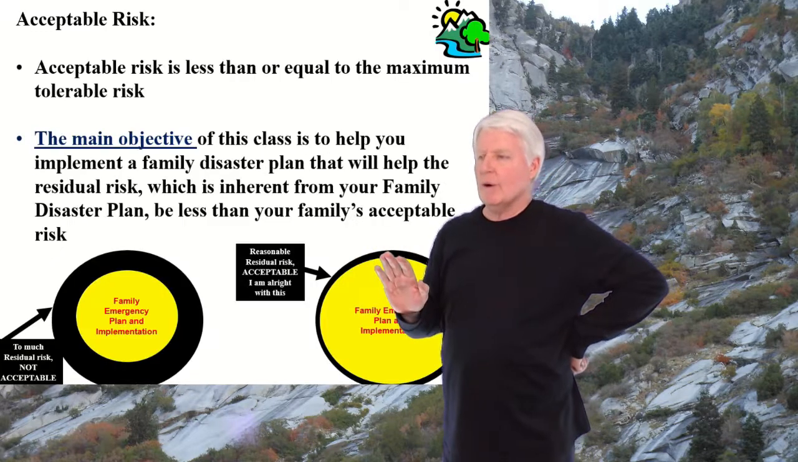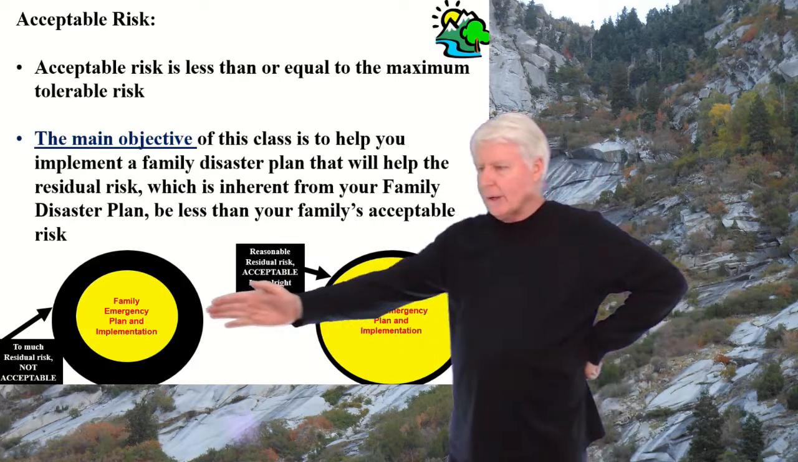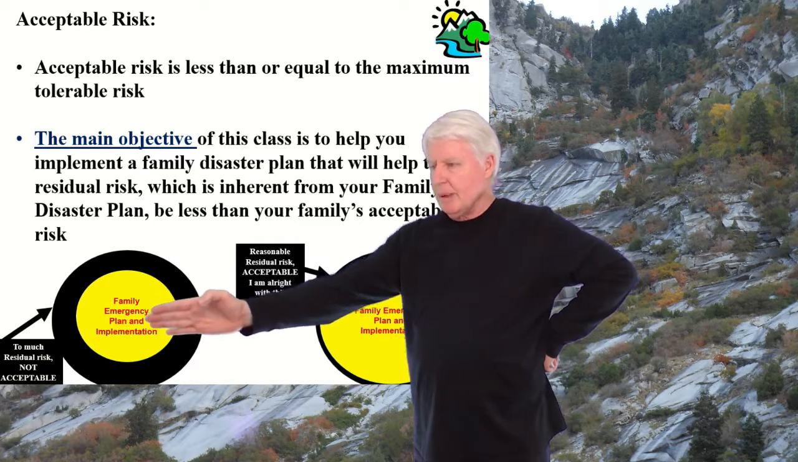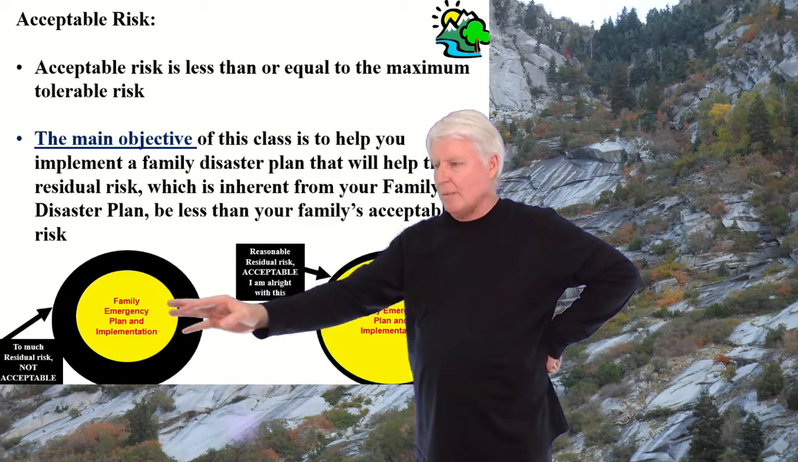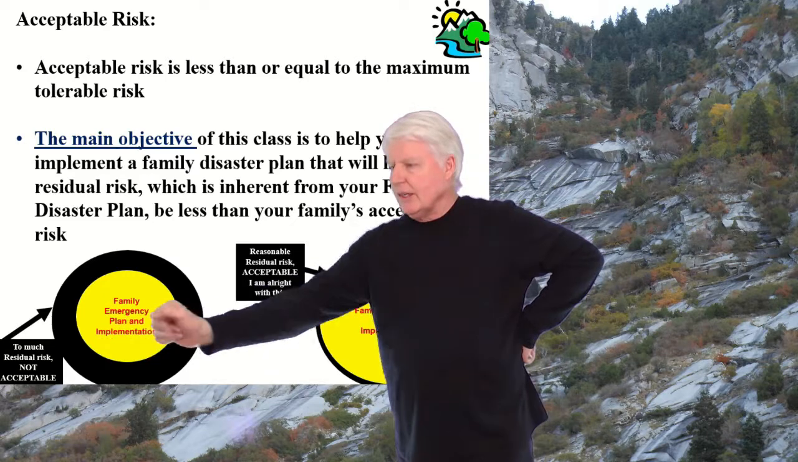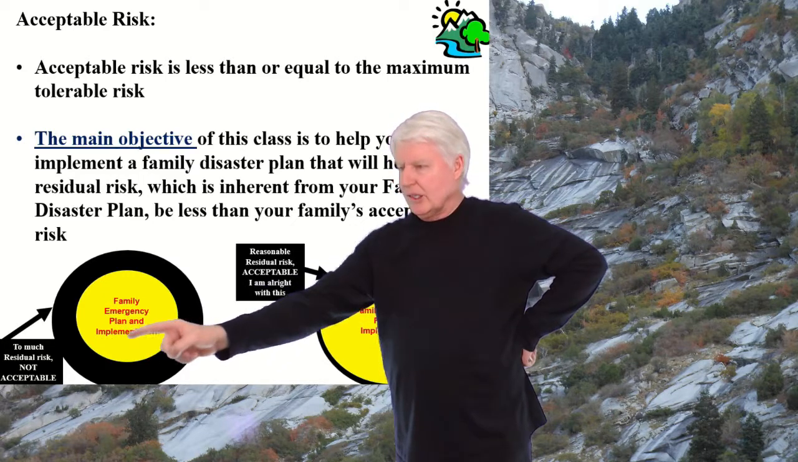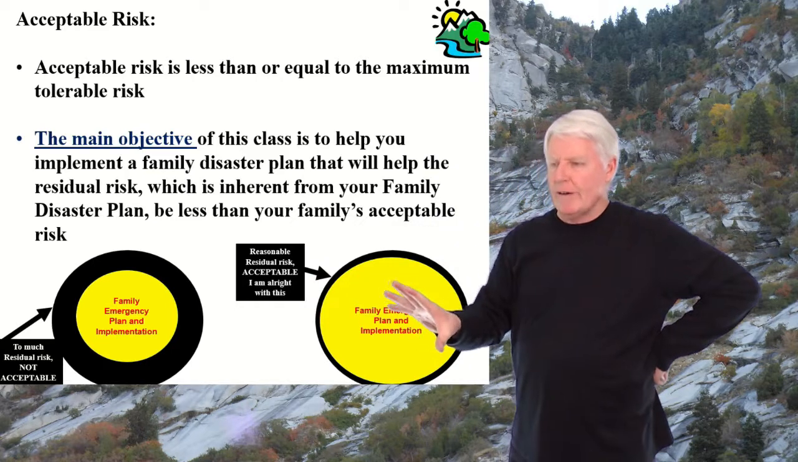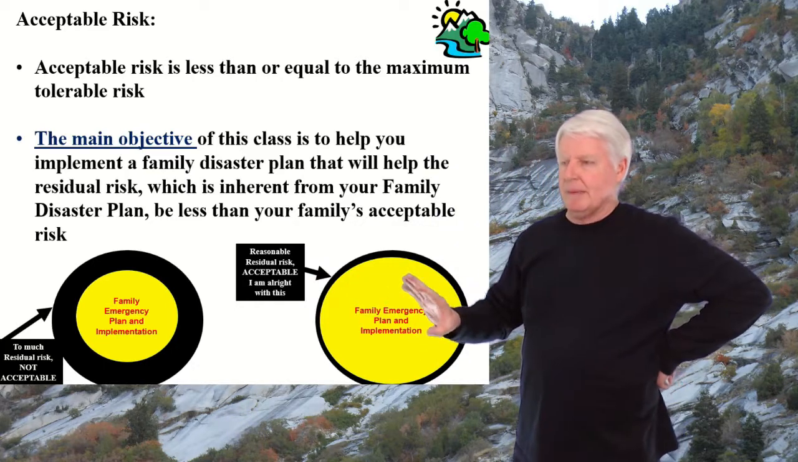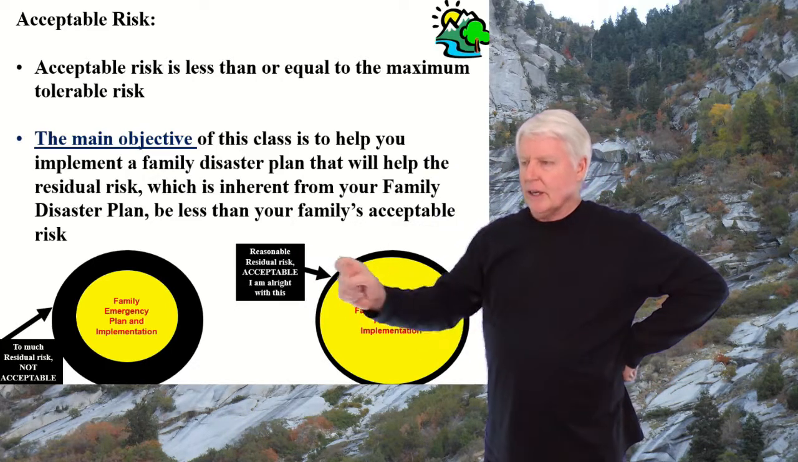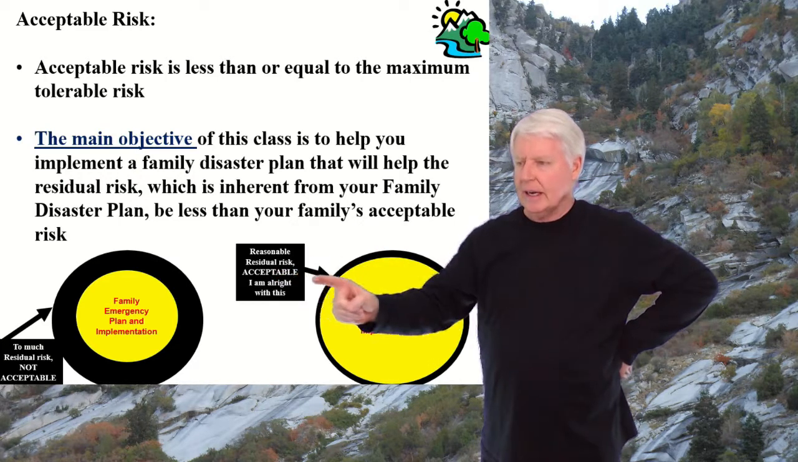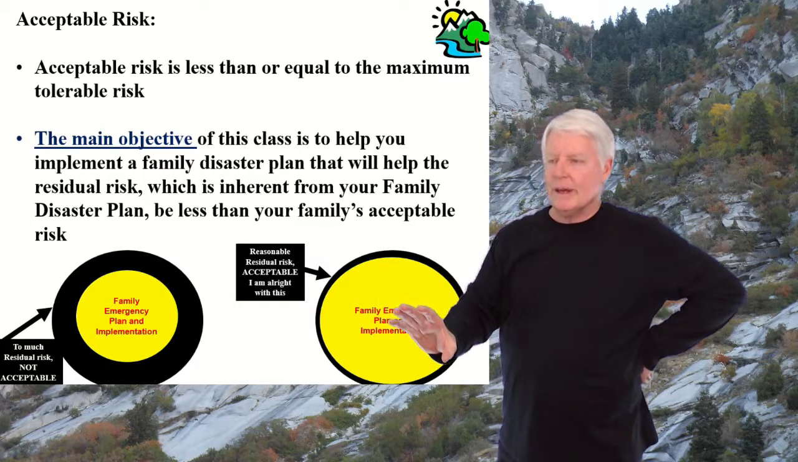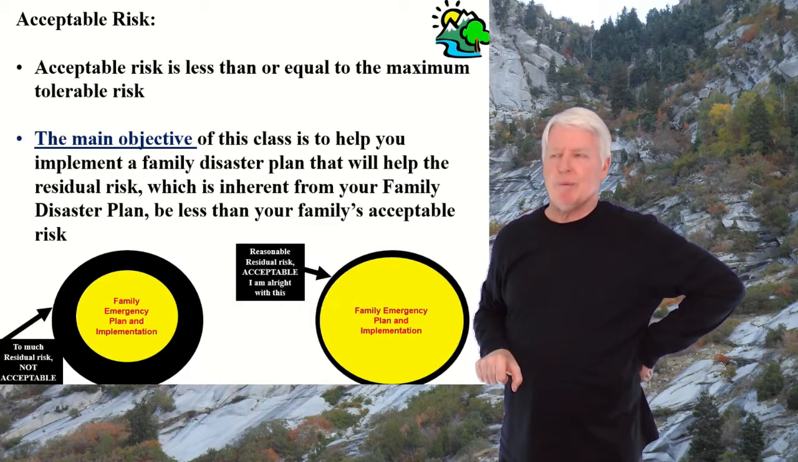That's what we're looking for. That's what we really hope. Now notice this one, the Emergency Preparedness Plan doesn't cover a lot of the probabilities, and so you say too much risk, not acceptable. So you improve your family emergency plan and implementation, and now let's read this. Reasonable residual risk. So now you're happy with it. Acceptable. I am all right with this. Okay, that's called acceptable risk.